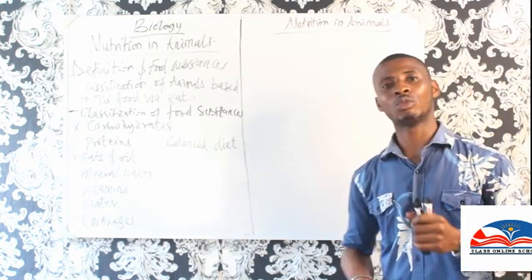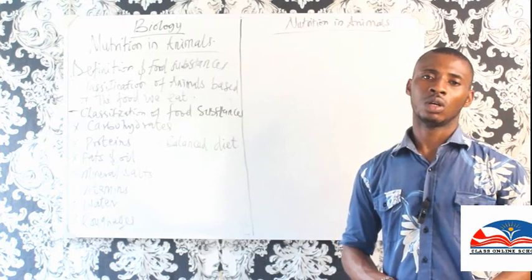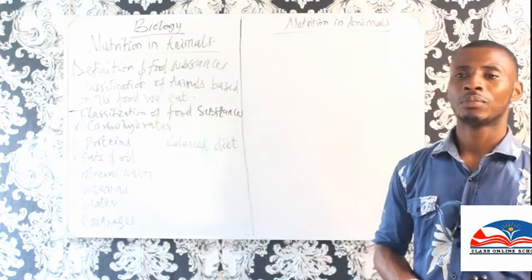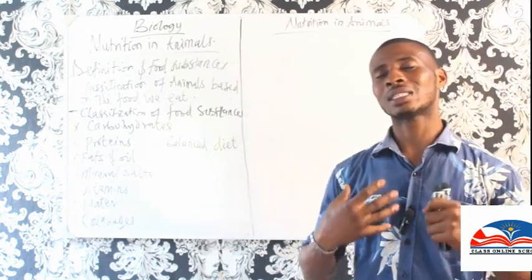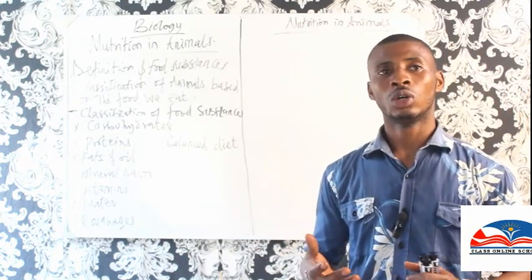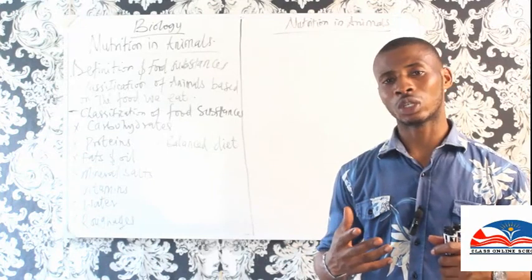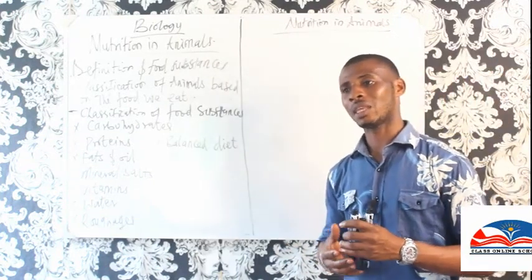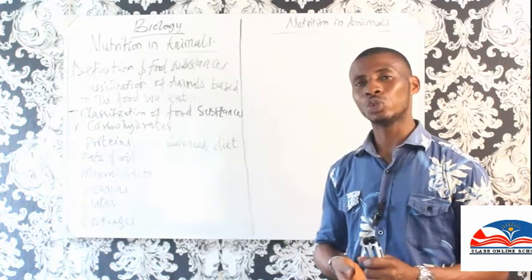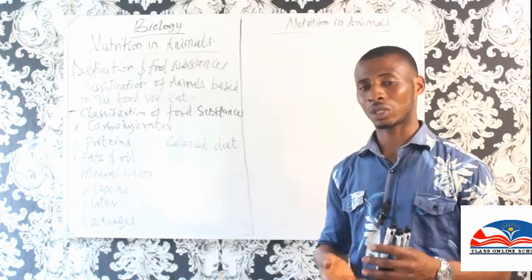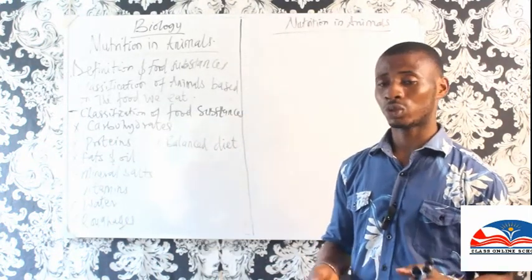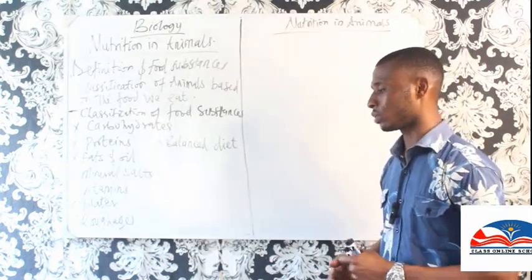So we have autotrophic animals. Let's start with autotrophic animals. These are self-producing organisms. They produce food by themselves. What I mean is, they are plants. They produce food themselves through the process of photosynthesis using sunlight, which has this capacity of helping them to produce their food on their own.